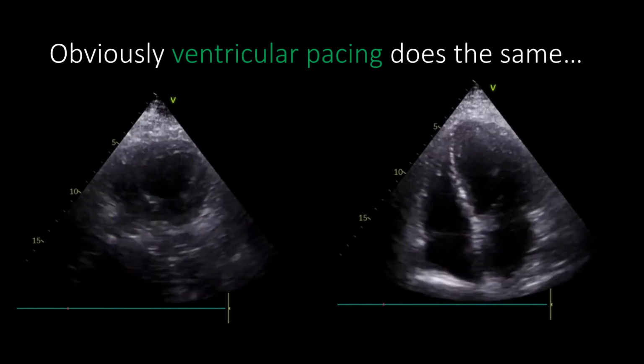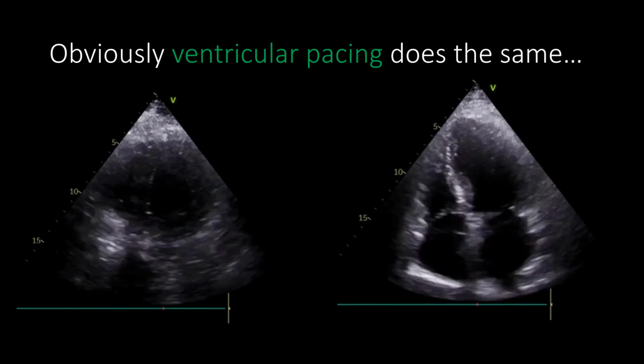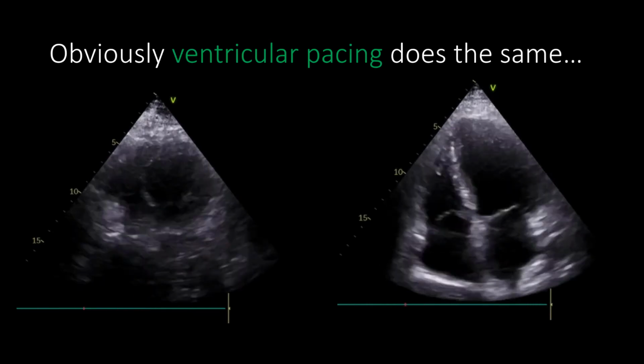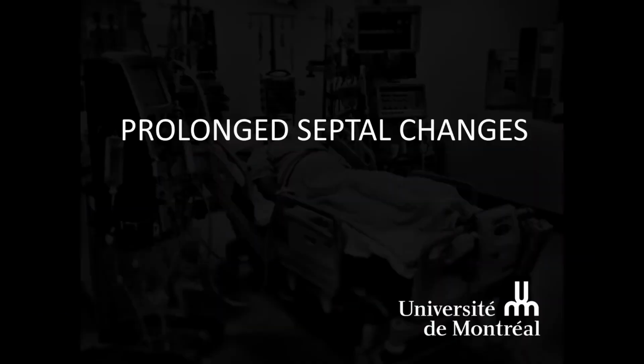Obviously, anything that causes a left bundle branch block will lead to this, including ventricular pacing, as seen here. Notice that this is quite similar to a left bundle branch block. There are a lot of ways to classify the septal changes for ease of identification. This is one of many ways.